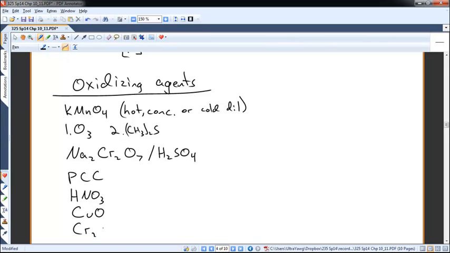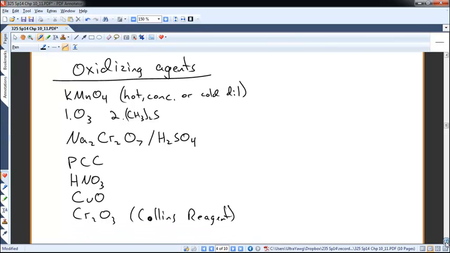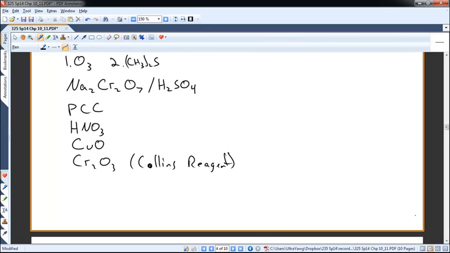Another chrome derivative, which is called dichromate, or Cr2O3. Maybe it's not called, no, dichromate is Cr2O7. Cr2O3 is called Collins reagent. That's Collins with an O. So we're going to learn about that one. And then we're going to learn about the Swern oxidation. That's a nice, complex, long oxidation step. Sodium hypochlorite.